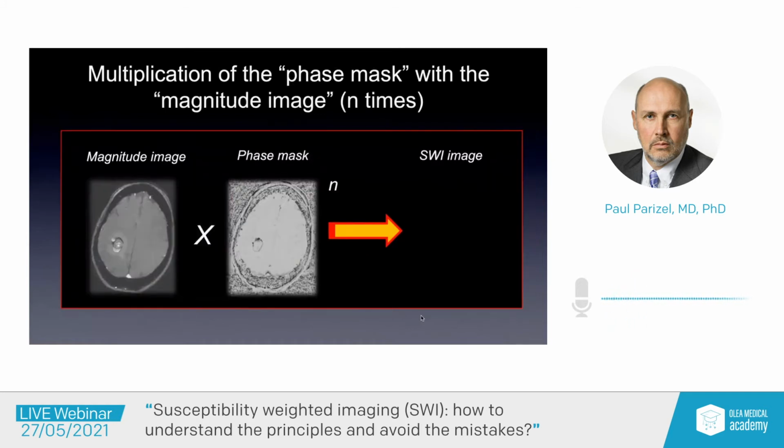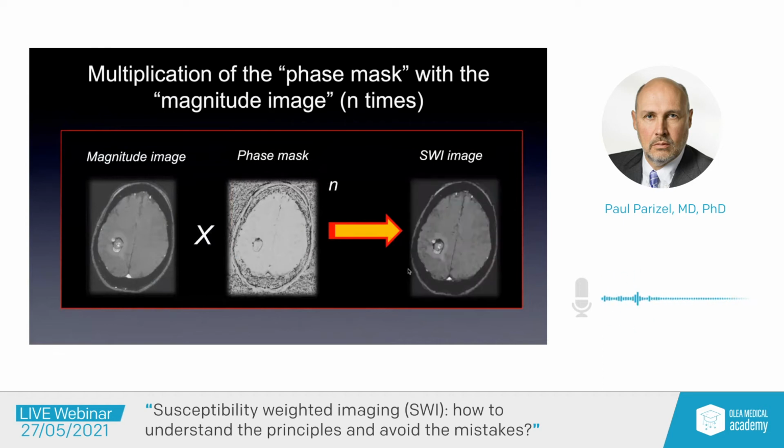And then the next step is, as I told you earlier, to multiply the magnitude image with the phase mask, and you do that a number of iterations to get the susceptibility weighted image here in a patient with a hemorrhage in the right parietal lobe.